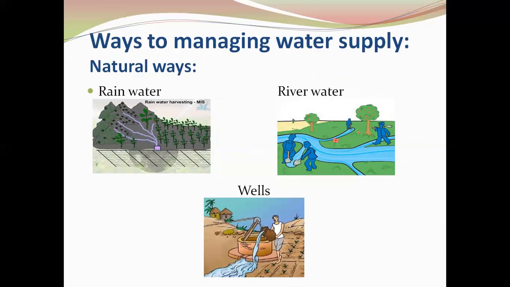There are many ways to manage water supply. Now in this slide you can see the natural ways. What are the natural ways? Rainwater, river water, and wells. These are the natural ways of managing water supply.